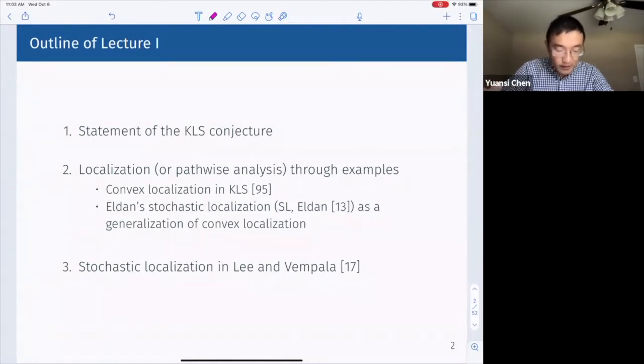As Boaz mentioned, there are actually many proof techniques centered around this topic. But for me, I practically only know one kind of proof technique. So we'll try to understand this proof technique called localization, or it's also called pathwise analysis, which is, I think, a name I recently learned from Ron and Eldan. And we'll do this localization technique through examples from the KLS 95 paper, Eldan's 2013 paper, and also Lee and Vempala's 2017 paper.